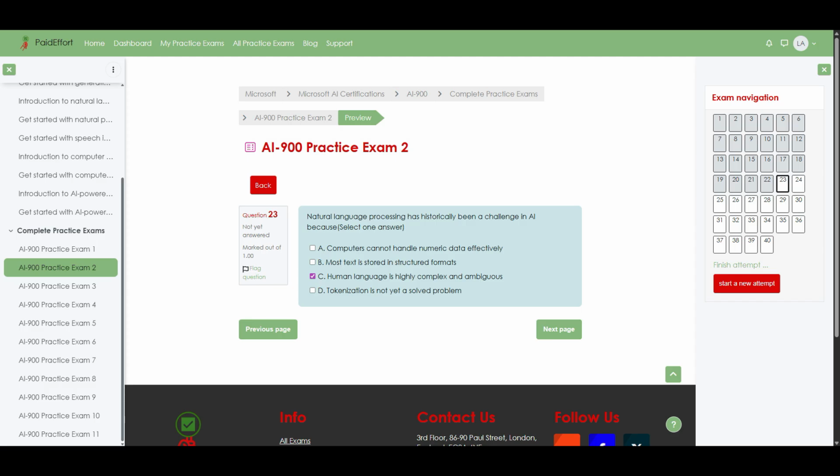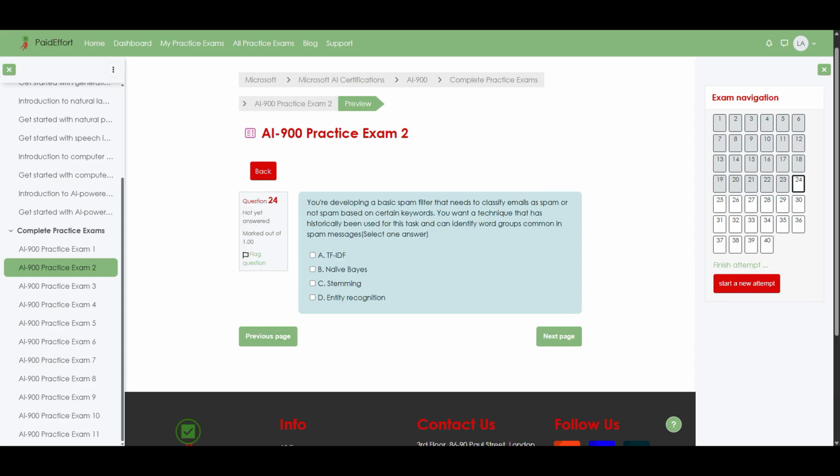Finally, option D says tokenization is not yet a solved problem, which is misleading. Tokenization, splitting text into words or phrases, is a well-established NLP technique. While language as a whole is complex, tokenization itself is a solved process within that broader challenge. So once again, the main issue is the complexity and ambiguity of human language.